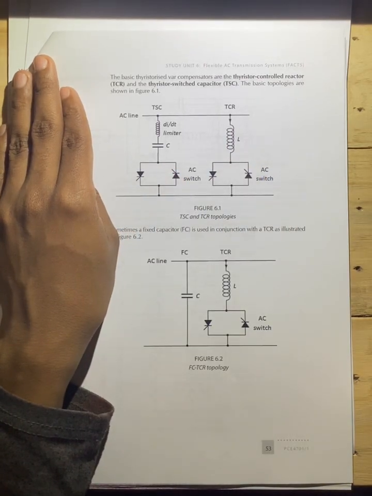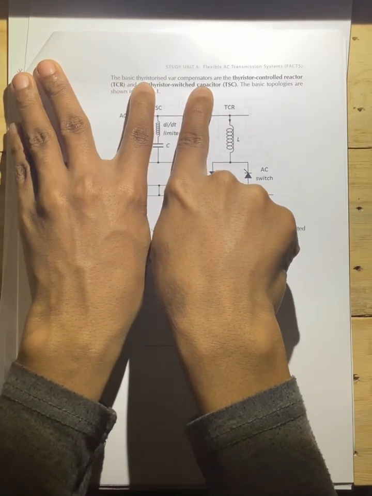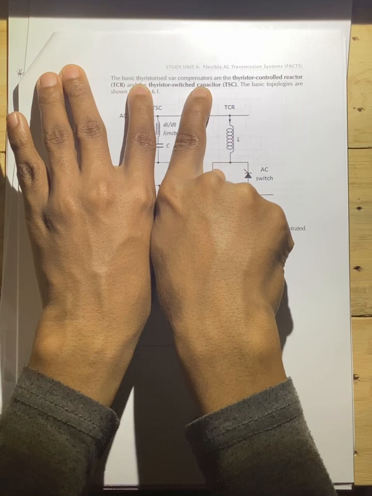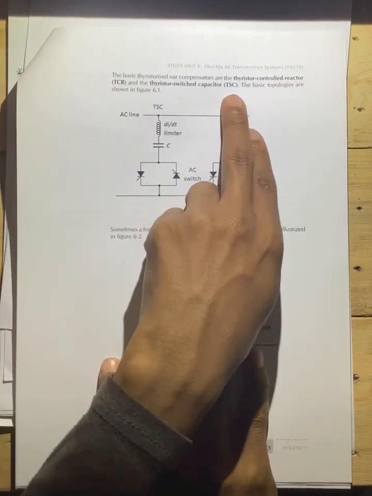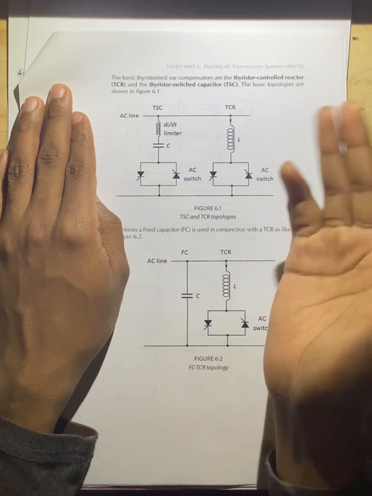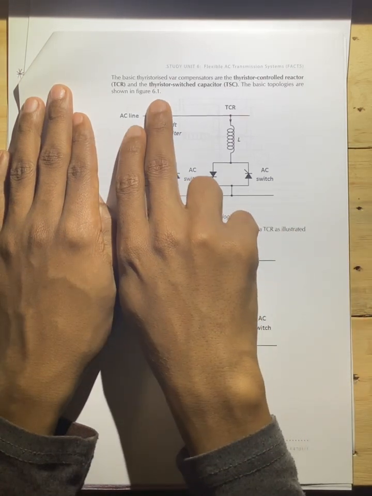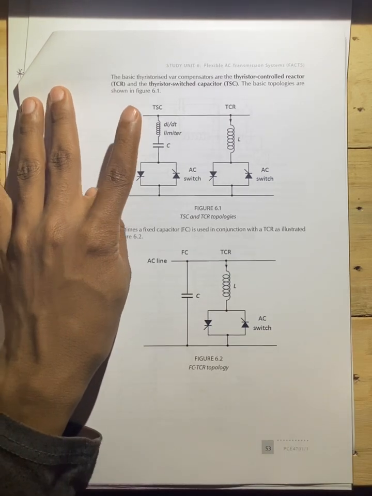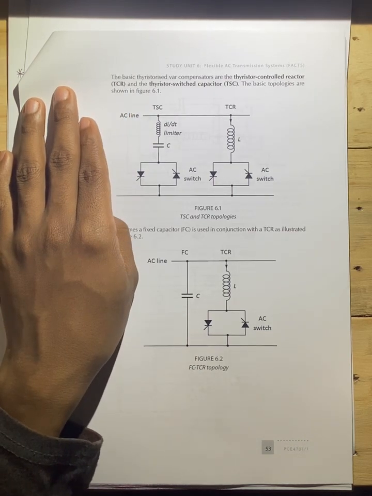Now, long story short, what is this about? Here we are dealing with basic thyristorized VAR compensators. And in this case, there's two of them, at least for now. Your thyristor controlled reactor, your TCR. When I say TCR, you hear the word reactor. Reactor just refers to that inductor or coil. And then you have your thyristor switched capacitor, which is that capacitor over there with your current choking inductor, the di/dt limiter.